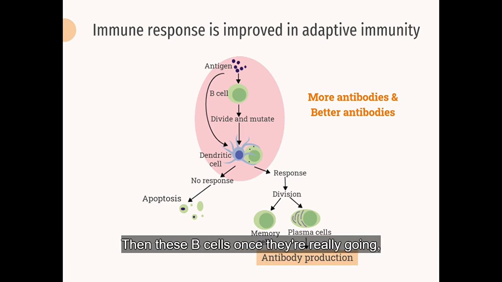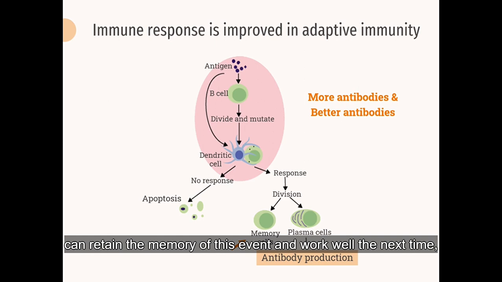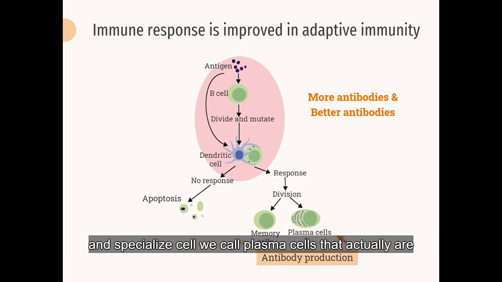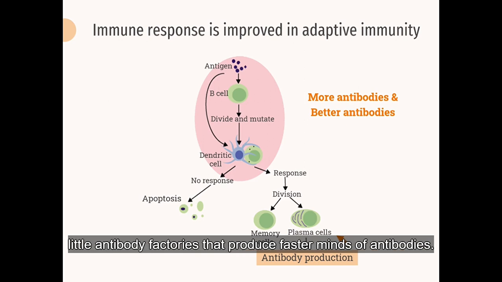And then these B cells, once they're really going, also set aside memory cells so that they can retain the memory of this event and work well the next time. And they make specialized cells we call plasma cells that actually are little antibody factories that produce vast amounts of antibodies. So again, in your bloodstream, you get very, very high levels of them.